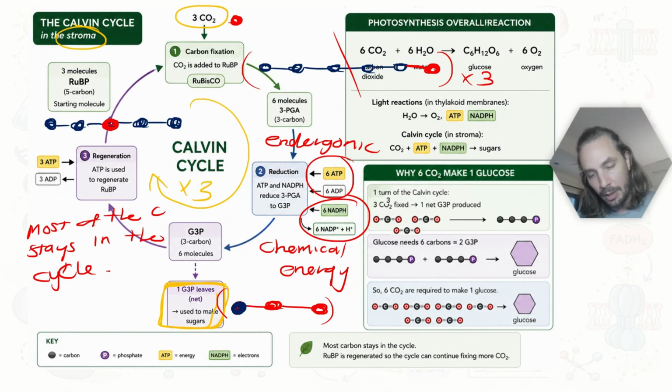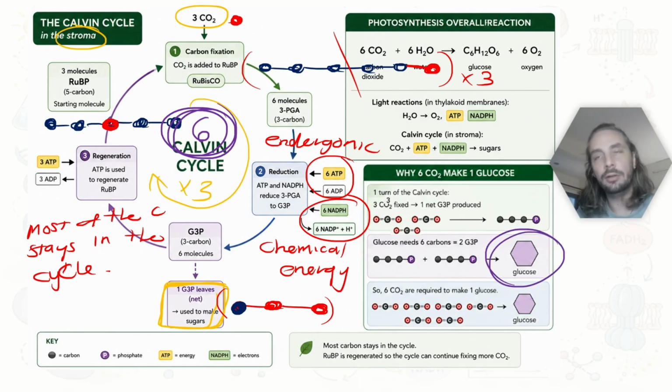But overall, this cycle needs to turn 6 times to ultimately make one glucose molecule. And you can even see that in the formula for photosynthesis. We have 6 carbon dioxides to make one glucose that has 6 carbons in it. So that is why the cycle needs to turn 6 times to make one glucose.